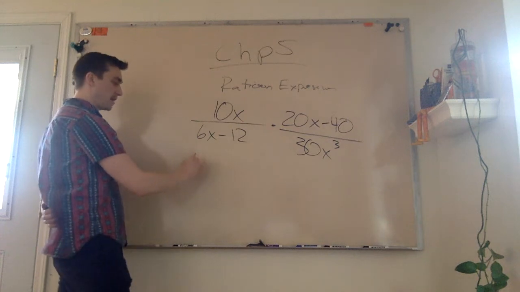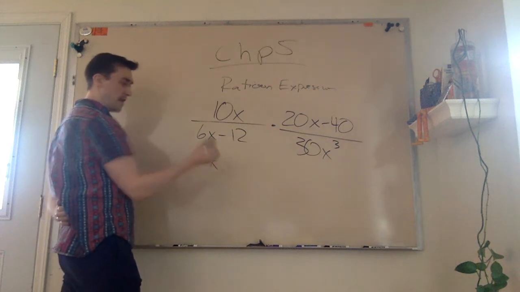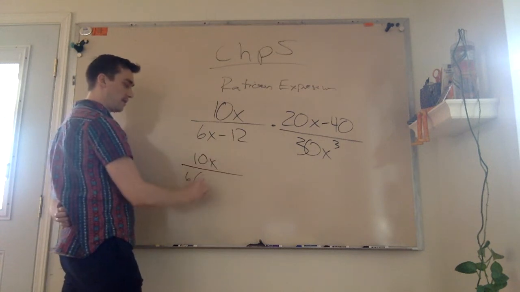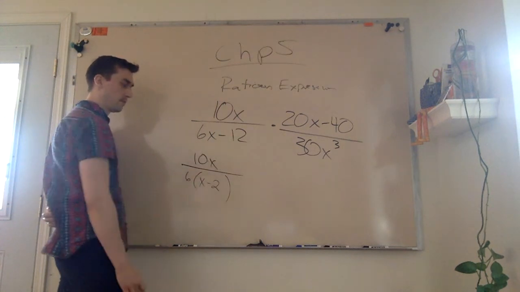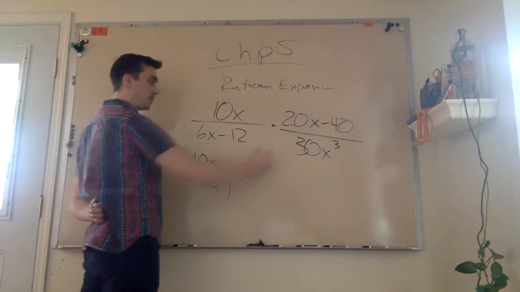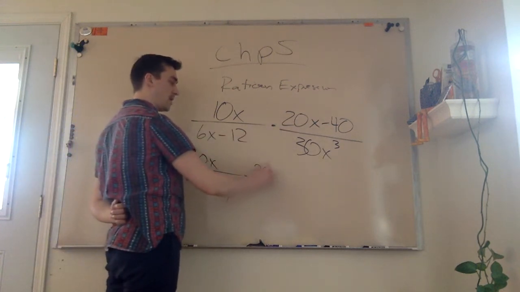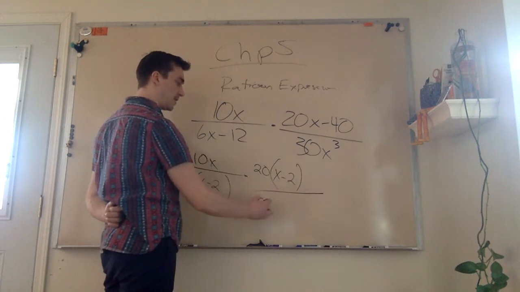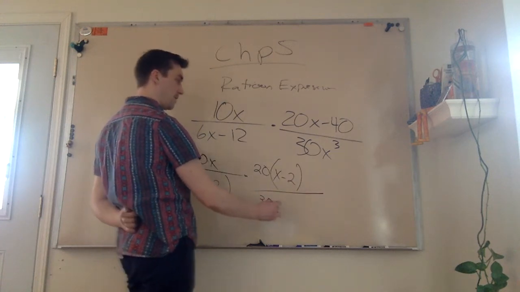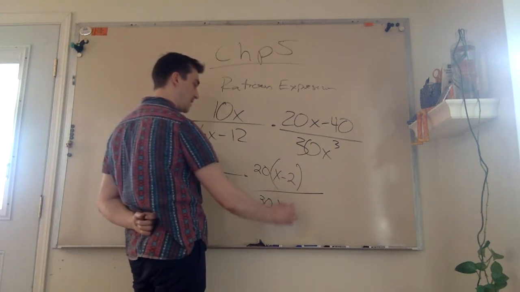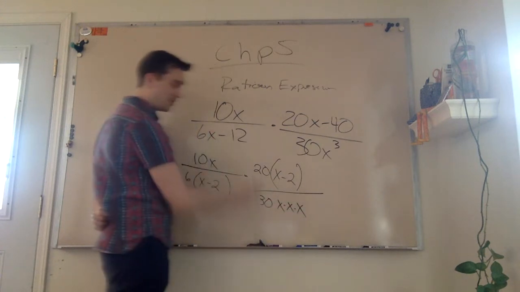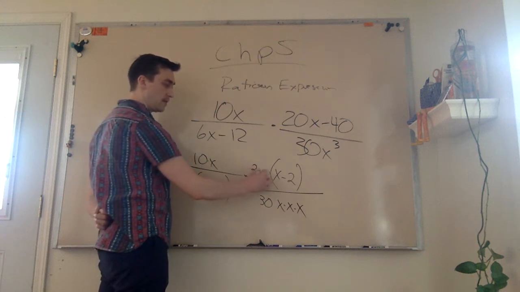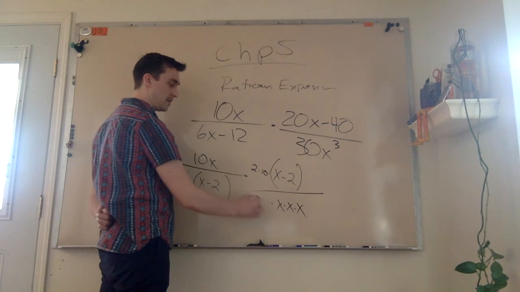So 10x, there's nothing to factor there, right? It's just 10 times x. 6x minus 12, you can pull a 6 out, right? It is 6 times x minus 2. 20x minus 40, you can pull a 20 out and write it as 20 times x minus 2. And then 30x^3 can be written as 30x times x times x. And just to make this even more explicit, I could write 20 as 2 times 10, and I can write 30 as 3 times 10.